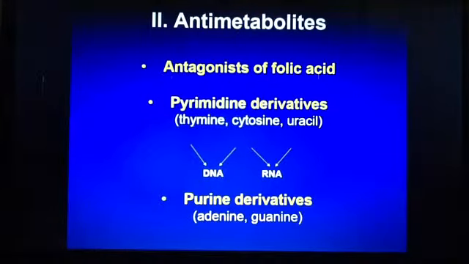So next we're going to talk about the antimetabolites. This is the second of the 9 we're going to talk about, and these are antagonists of folic acid. So we have the pyrimidine derivatives such as thymine, cytosine, and uracil, and then the purine derivatives, adenine and guanine. Okay, so remember that these pyrimidine and purine derivatives are antagonists of folic acid, and they belong to the antimetabolites section.